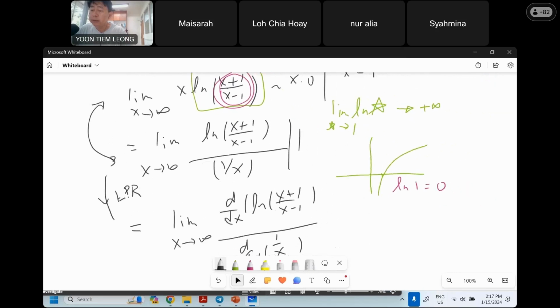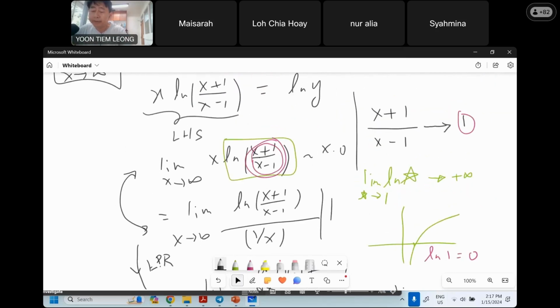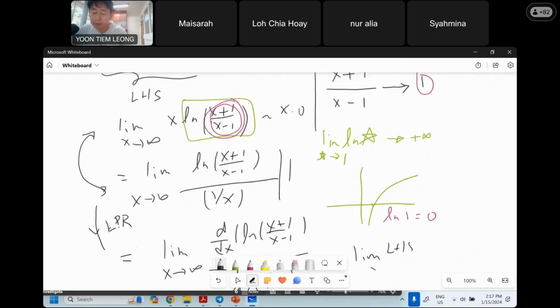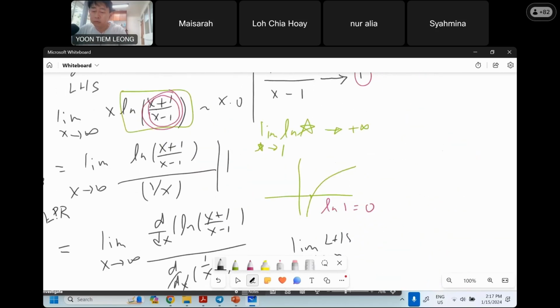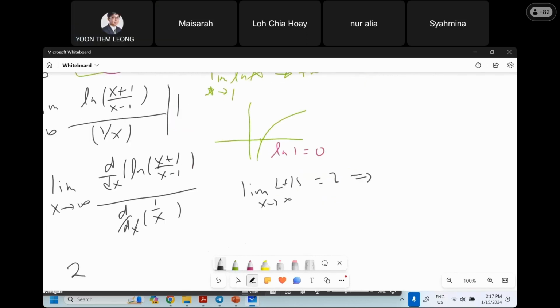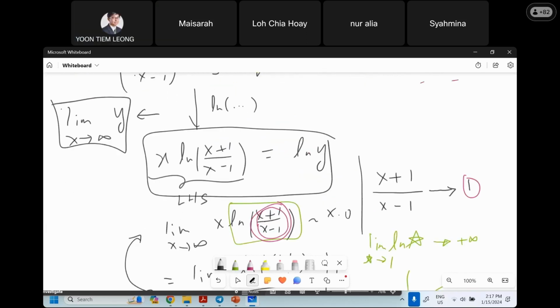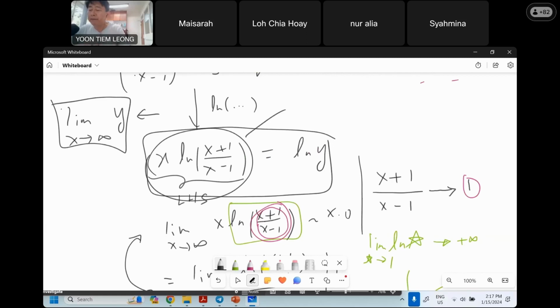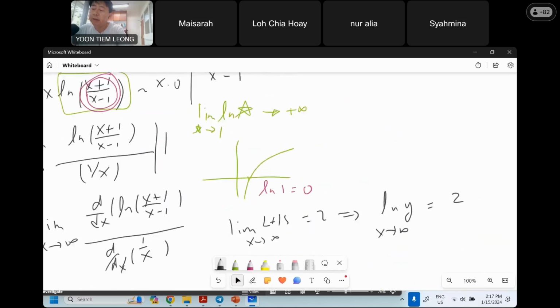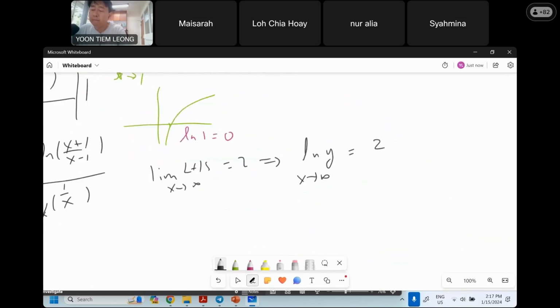In other words, the limit of the left-hand side when x goes to infinity is just equal to 2. I have just written down these equations. Then I evaluate the limit of this when x goes to infinity using the L'Hopital rule. And I found that the limit of this is equal to 2 in the limit x goes to infinity. Therefore, I can safely say that the limit of log y when x goes to infinity is 2.